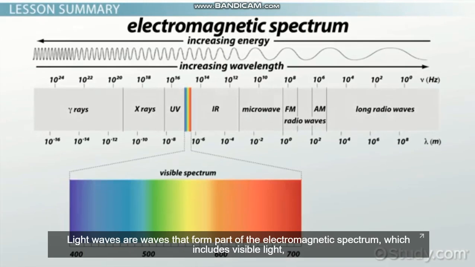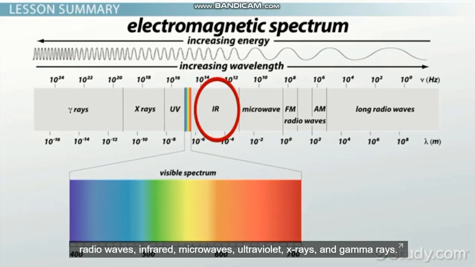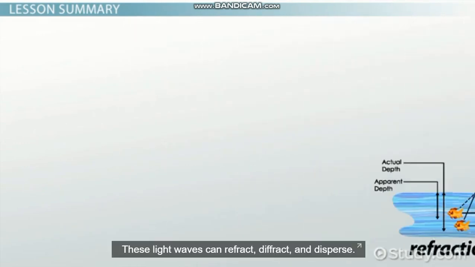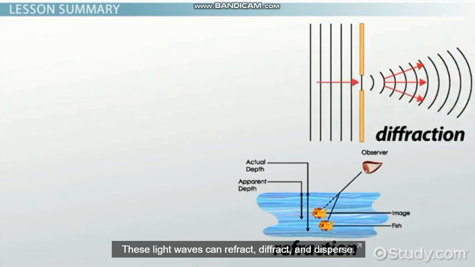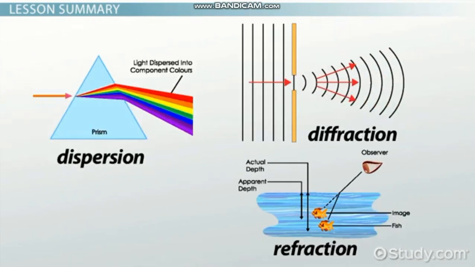Light waves are waves that form part of the electromagnetic spectrum, which includes visible light, radio waves, infrared, microwaves, ultraviolet, X-rays, and gamma rays. These light waves can refract, diffract, and disperse.